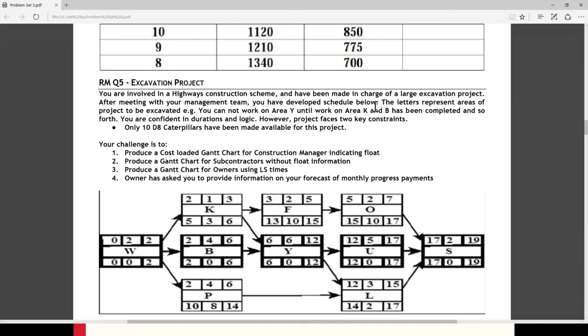You are confident in durations and logic. However, the project has a few constraints. One of the constraints was that you cannot have any more than 10 D8 caterpillars available for this project. So you are constrained by equipment on one hand, and you have been asked to produce a cost-loaded Gantt chart for your construction managers and for your subcontractors and owners, right?